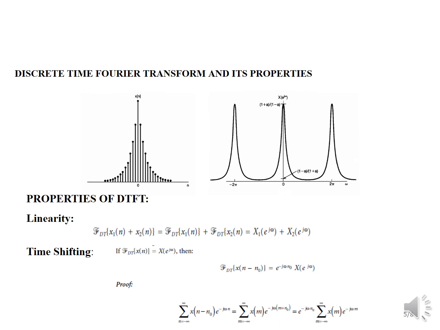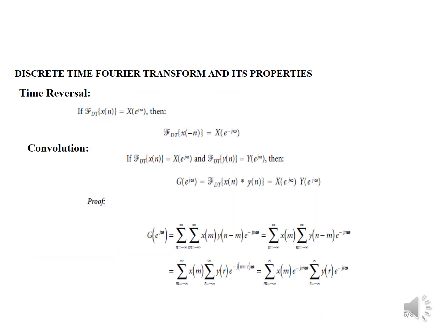And second one is time shifting. If the discrete Fourier transform of x of n is X of e power j omega, then we want to prove that the discrete Fourier transform of x of n minus n naught equal to e power minus j omega n naught into X of e power j omega. Here we are going to apply the Fourier transform for the shifted sequence. By substituting n minus n naught equal to m for simplification, all the values we change in terms of m, and finally after rearranging the equation and taking the constant term outside, we get e power minus j omega n naught times the summation, which is equal to the given proof.